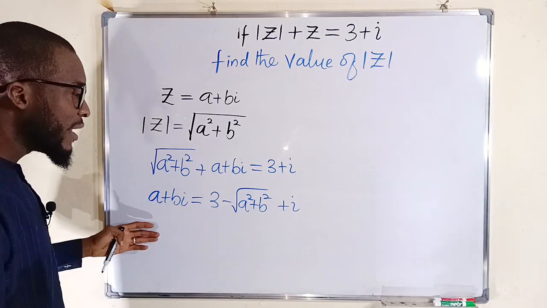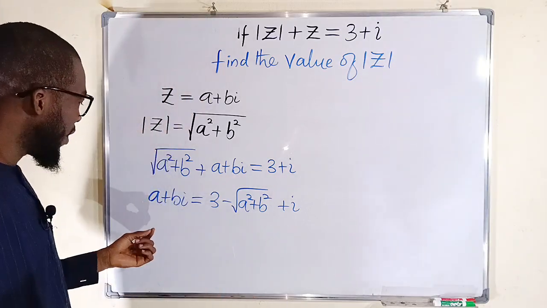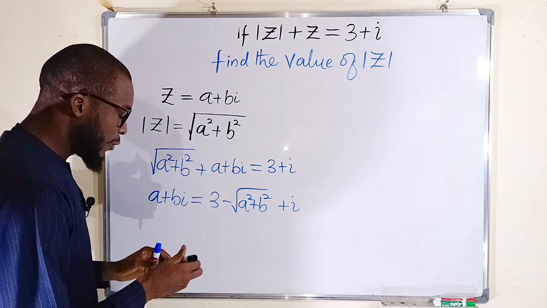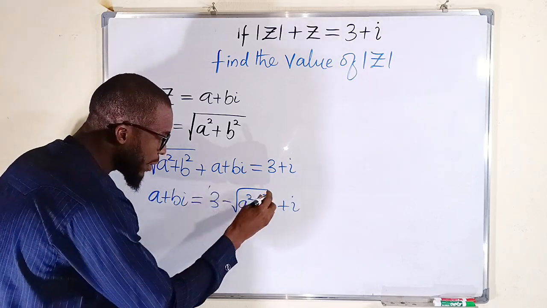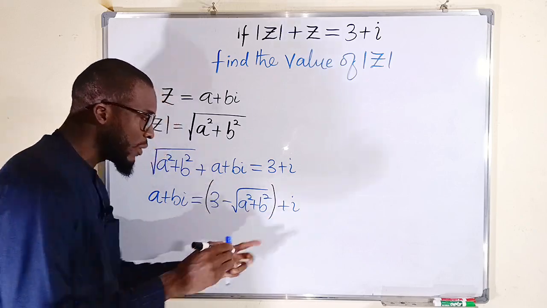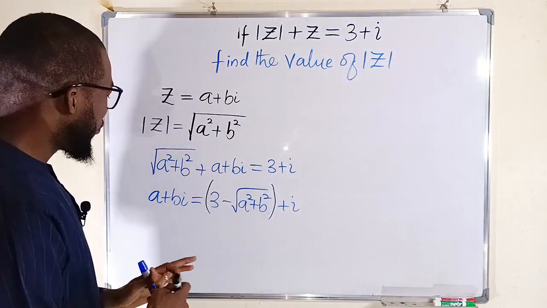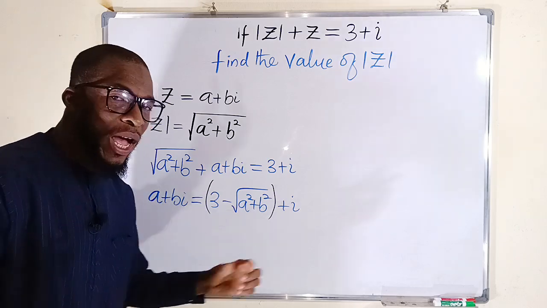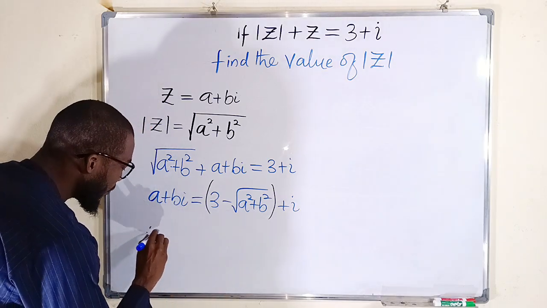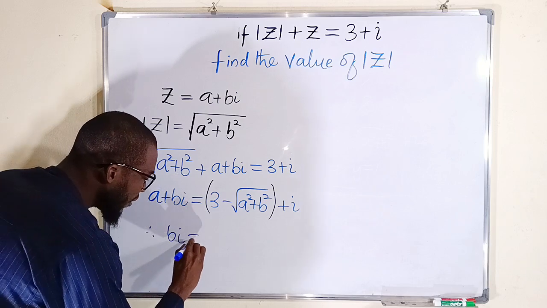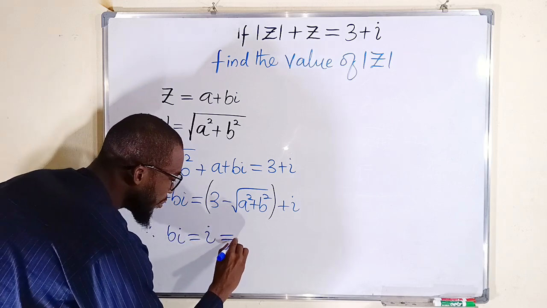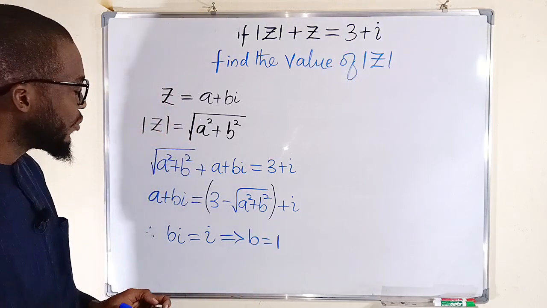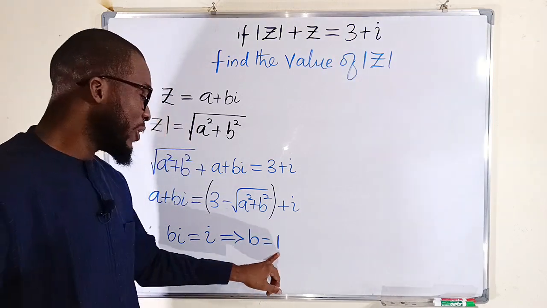Now by relating the left to the right hand side, you can see on the left hand side we have a real part and an imaginary part. And the right hand side we also have a real part. This is the real part, while this is the imaginary part. So how can we relate them? It implies that bi must be equal to i, right? Therefore, bi is equal to i, which implies that b is equal to 1. So we have just obtained the value of b to be equal to 1.